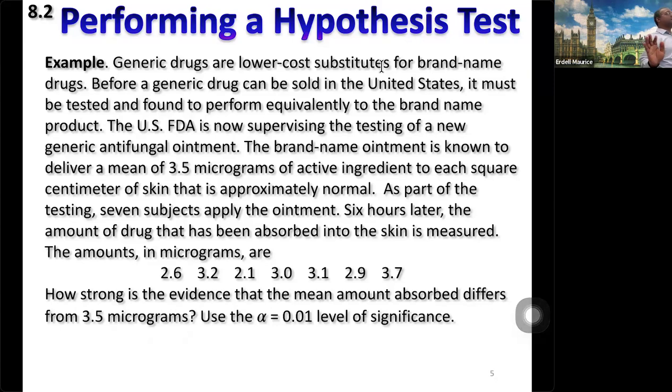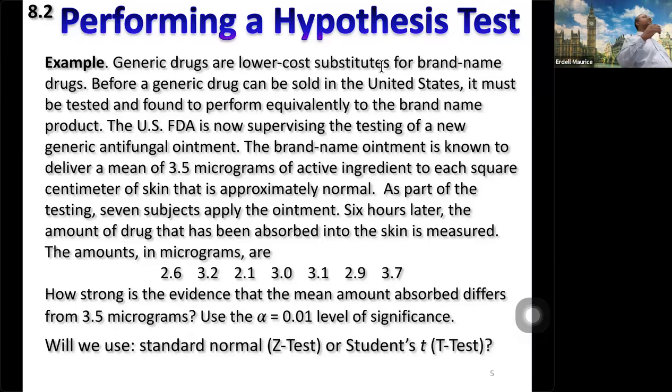Everybody understand the question? So, okay, we're doing a hypothesis test, yes? All right, so do we use the z-test or the t-test in this example? Let me help you then. What is sigma? The standard deviation. The mean is the mean. Sigma is standard deviation. What is sigma for this problem? The population standard deviation.